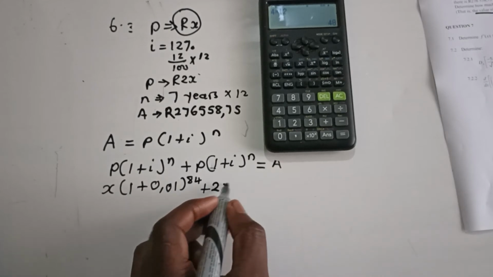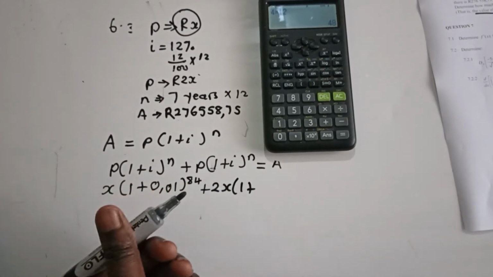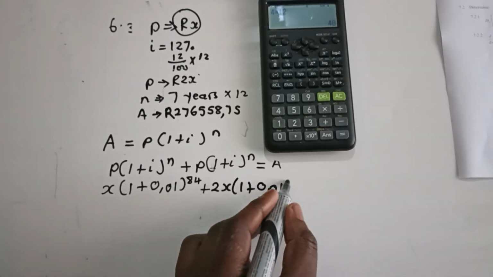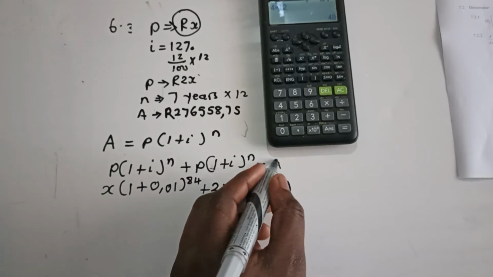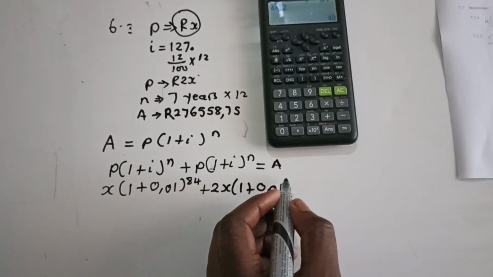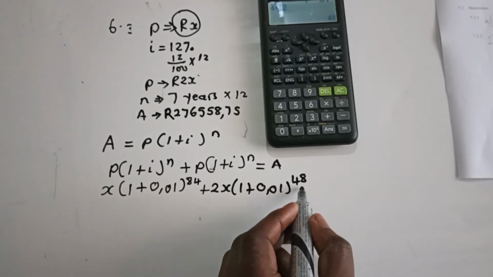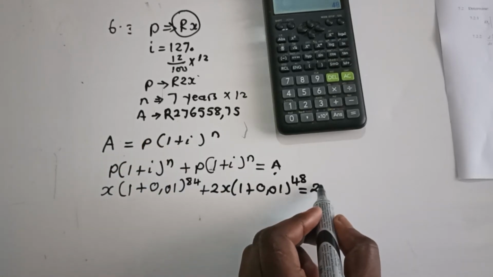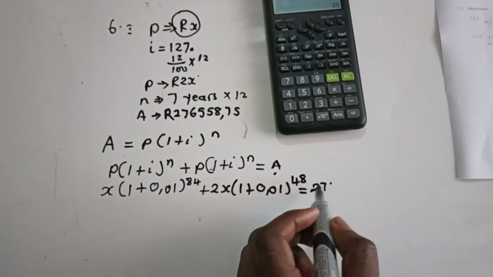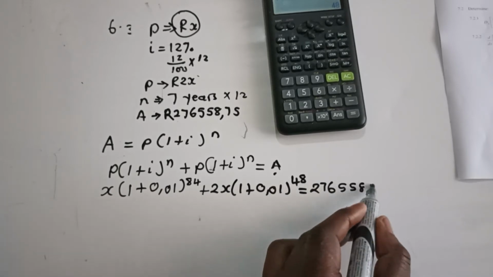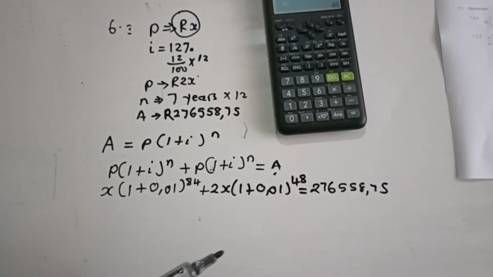So it's going to be that 2x (1 plus). Interest is the same. There's no change here when it comes to interest. Still 0.01. But the period now is no longer 7 years or 7 times 12. It's going to be 4 times 12, which is going to give us 48. Everything here is going to give us a final amount of 276,558.75. So what we have to do now is derive the equation and get what they are looking for.